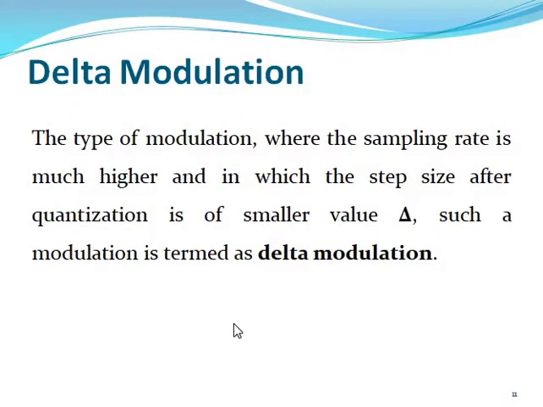The second part is delta modulation. So what is delta modulation? It is a type of modulation where the sampling rate is much higher and the step size after quantization is smaller than delta. So where the sampling rate is high and the step size is small, it is called delta modulation.